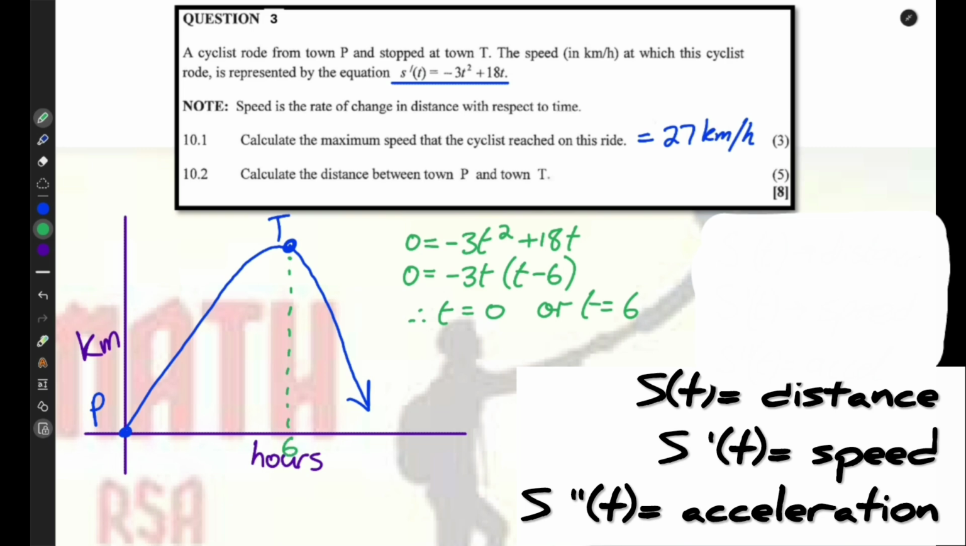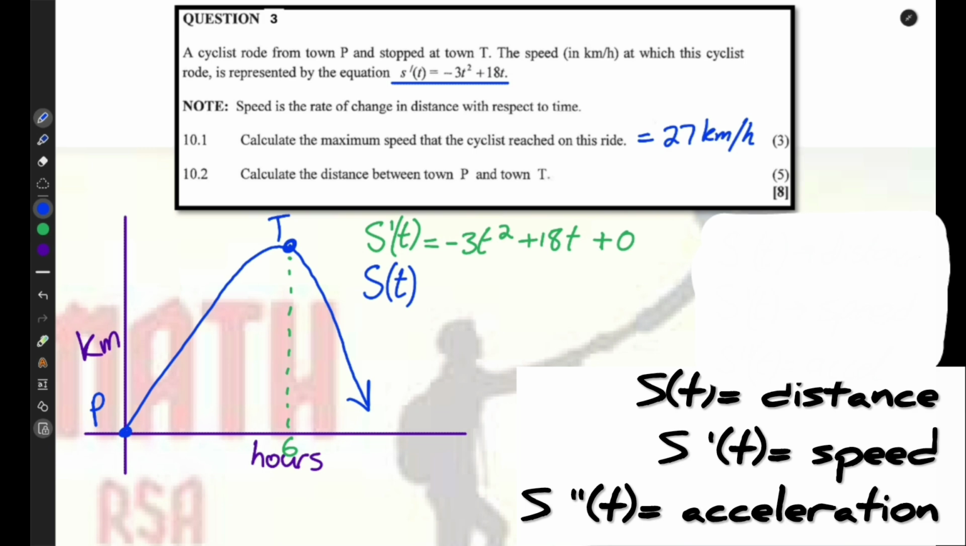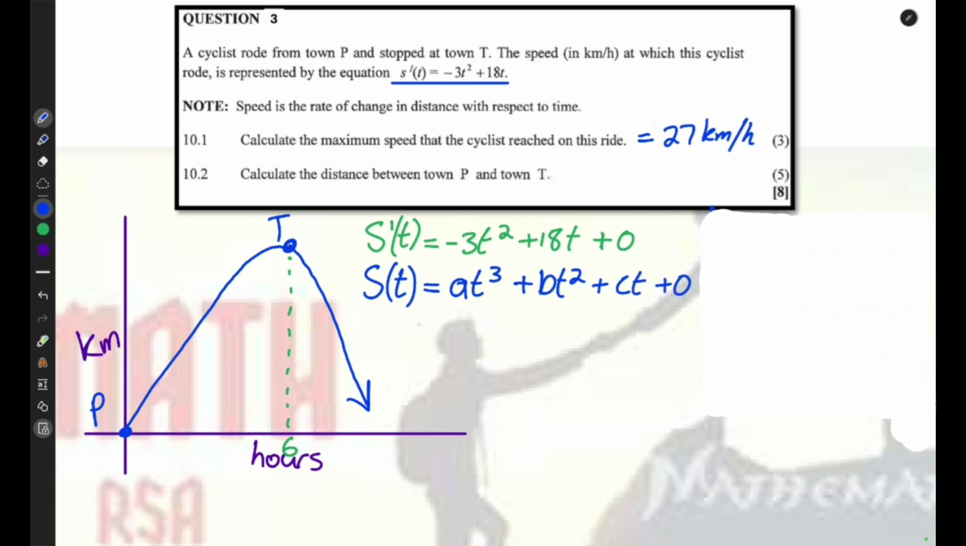Okay, great. So now I know that the person reached town T after 6 hours, but I still don't know how far it is. So now I must first get the original function by doing the antiderivative or any other method that you like, and then sub in 6 in there. And that is how I will then find the actual distance. So if I assume that there was a plus 0 at the end of my derivative, and that my original will also end on a plus 0 because town P represents 0 time and 0 kilometers, I can say the original function must have been at cubed plus bt squared plus ct plus 0. Now, if I derive this, I'm going to get 3at squared plus 2bt plus c.